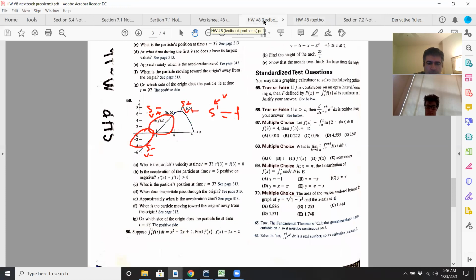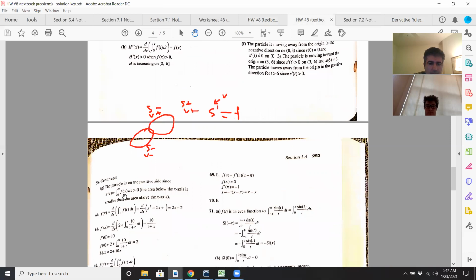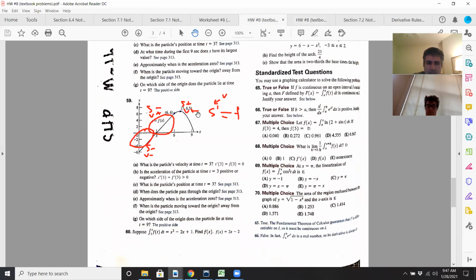Then finally for G, on which side of the origin does the particle lie at time t equals 9? Well, in this case, we have positive position, and our velocity is positive. We're totally to the right of the origin, right? Our area is positive there. Yeah, on the positive side, because our integral is going to be greater than 0. The area below the x-axis is smaller than the area above the x-axis. We can just estimate that. Well, we know that's -9, and that cancels out with the area from 3 to 6. We did it for part D. And then, of course, you have more positive area from 6 to 9.